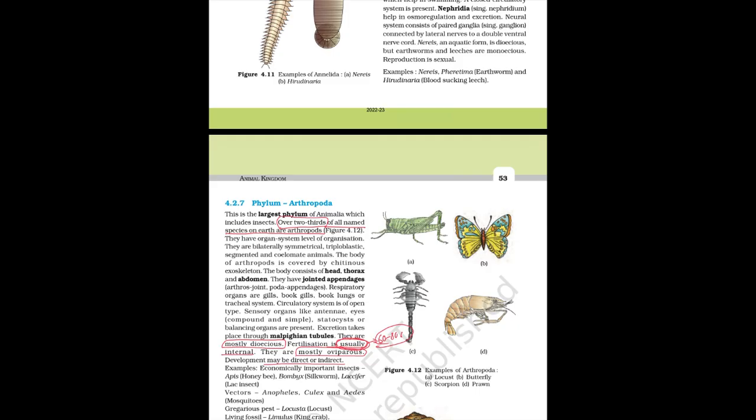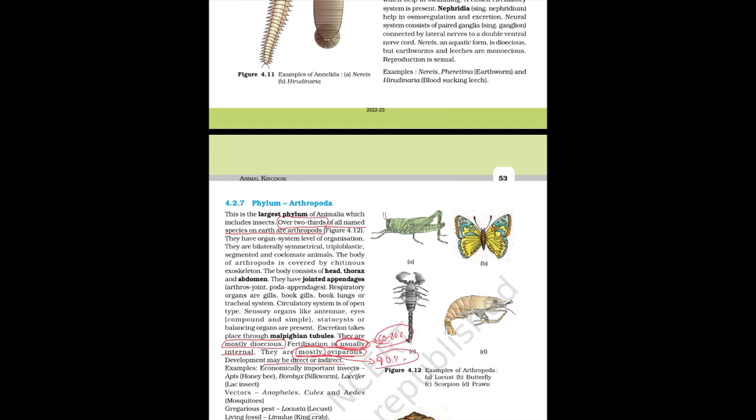Usually is the same as the word generally. Almost same. Okay, so you can note it down. This point is important, especially for sexual reproduction and reproduction points in any phylum. If the term is usually used, you can write it down. And mostly, I already told you, mostly oviparous means around 90%. It is an important point.